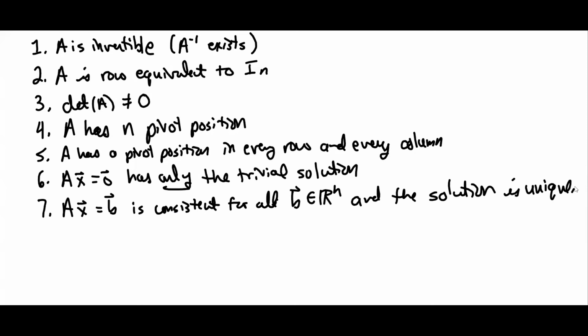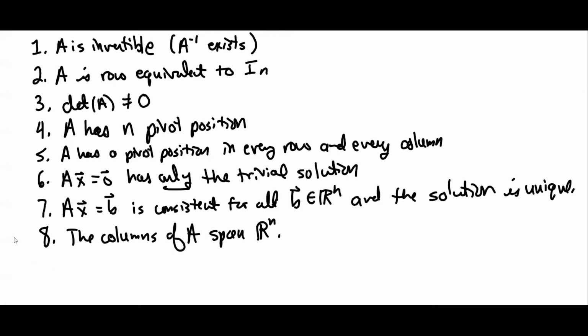And because I have a solution for all B, and you could also say, since I have a pivot in every row, I could say the columns of A span Rn. Right? The columns of A span Rn if Ax equals B is consistent for every vector in Rn. So if I span the columns of A, I can get every single vector in Rn with different linear combinations.